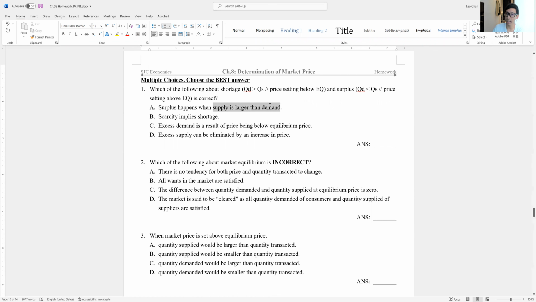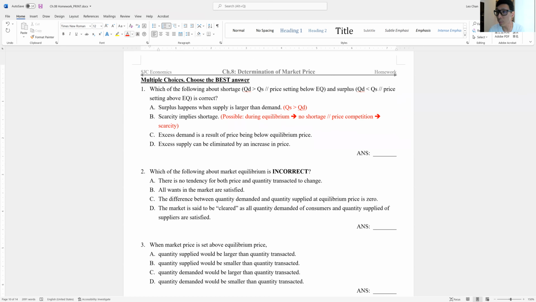Surplus happens when supply is larger than demand. No, 小心啲字眼啊, it is QS larger than QD, not when supply is larger than demand. 唔係啊, we are only talking about a certain price. Scarcity implies shortage? Actually no. Scarcity does not imply shortage. In fact, it is totally possible that during equilibrium, there is no shortage. But as there is price, there will be price competition, which means there is scarcity. 所以有機會是有 scarcity, 沒有 shortage的, 行不行? So B is not correct.